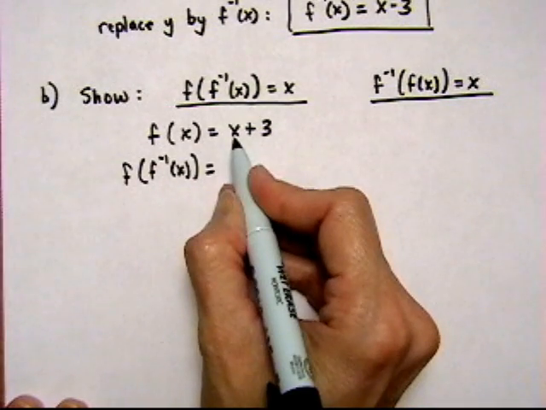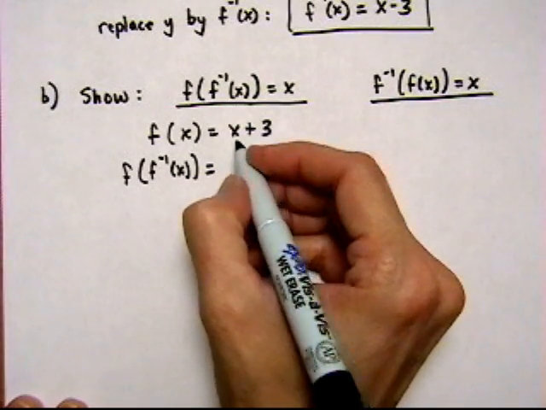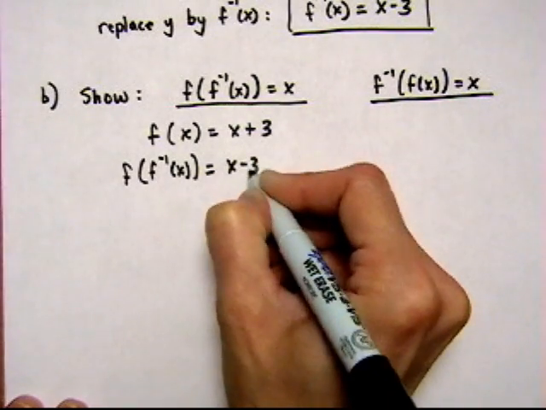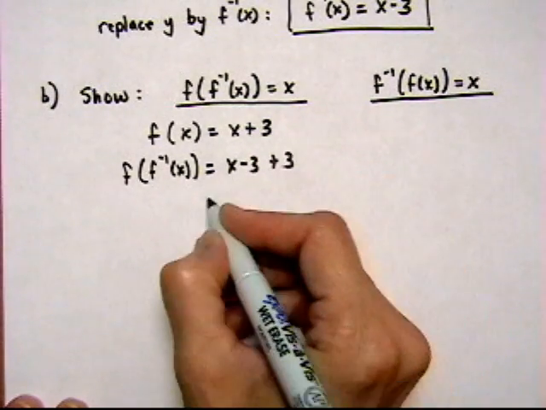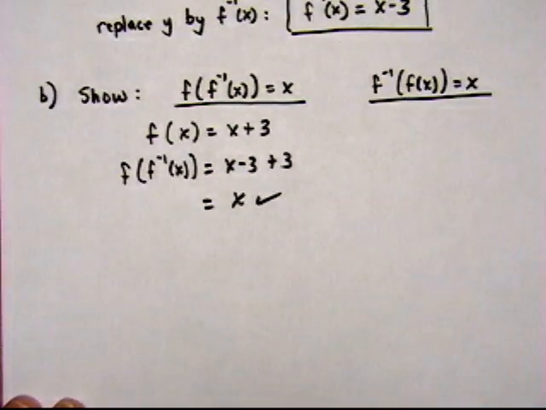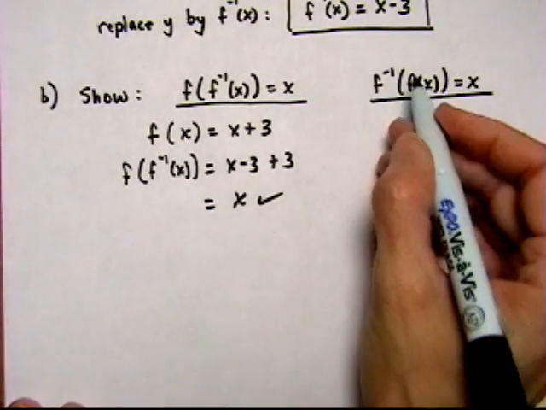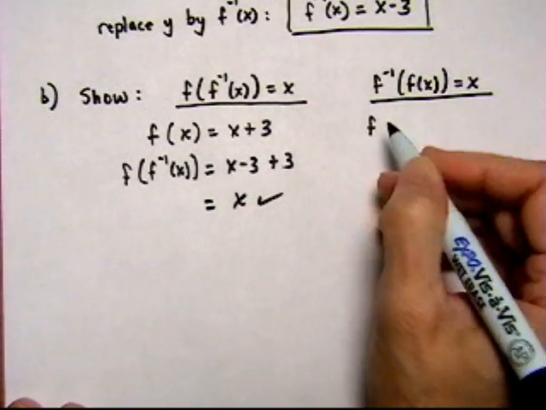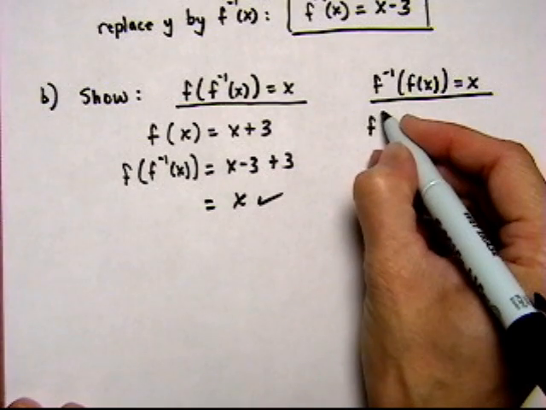So we replace x by f inverse, which is x minus 3. Bring down the plus 3. The 3's cancel out and we get x. So that one worked. Now we want to start with f inverse instead and make sure that we also get x back this way.